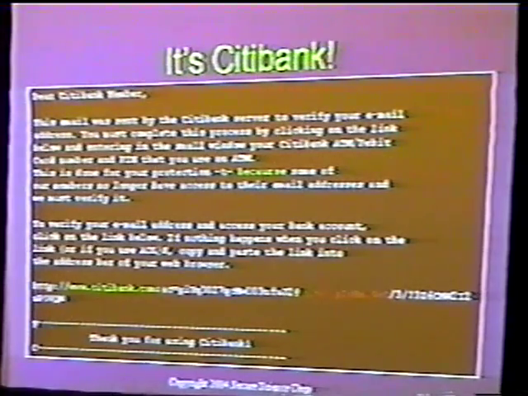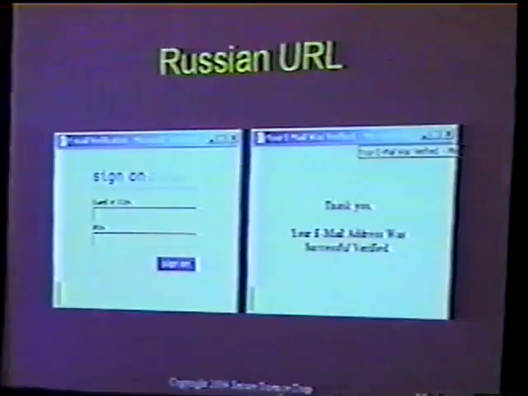But if you didn't notice all of that and you clicked on the link, what you saw was the Citibank webpage in the background and a little pop-up in the foreground. The Citibank webpage in the background really is Citibank. But the little pop-up in the foreground comes from the Russian web server. And it asks you for your credit card number, your PIN number, and regardless of what you enter, it says, "Your email address was successfully verified. Thank you."